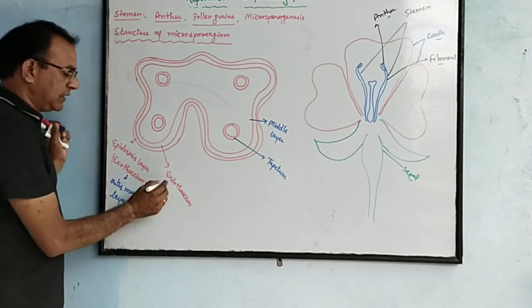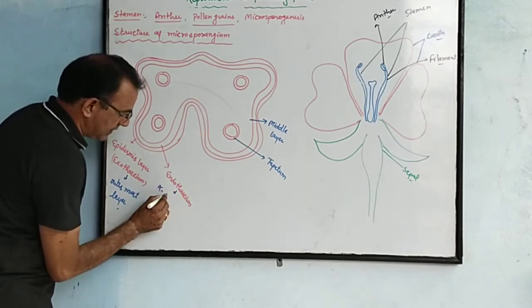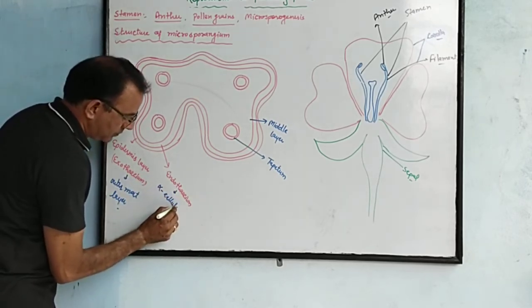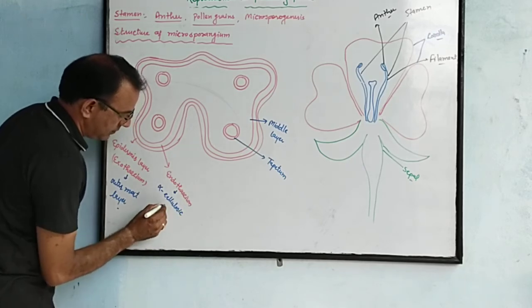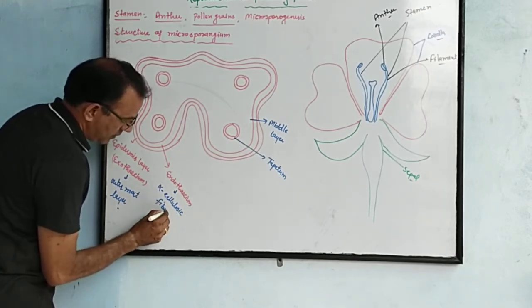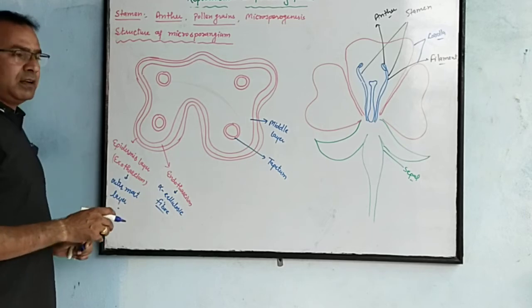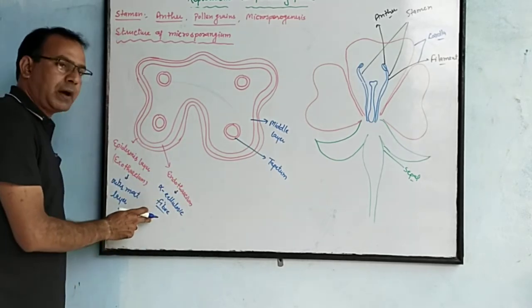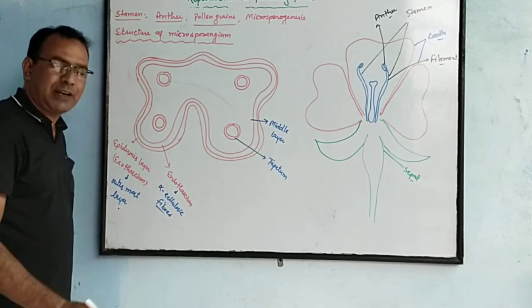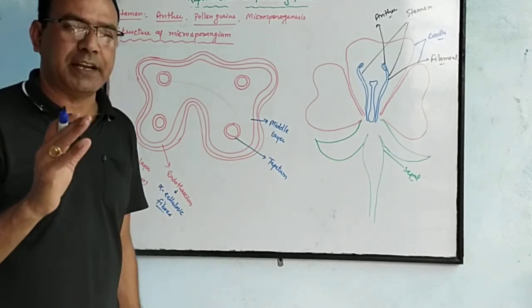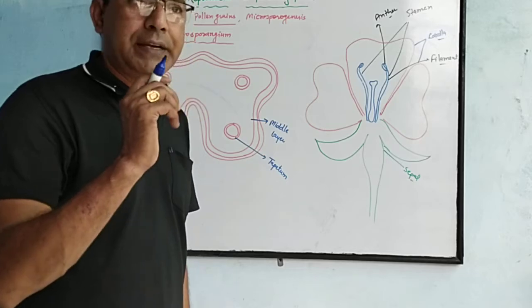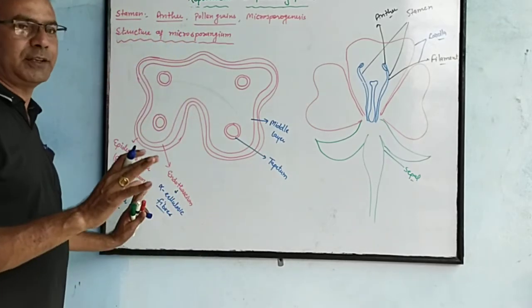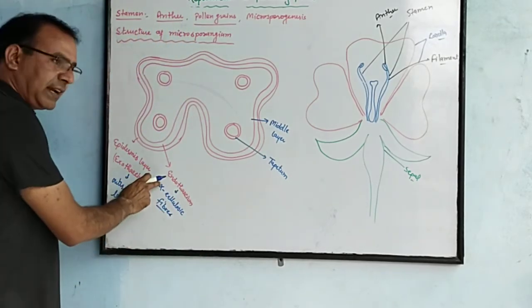The second layer of the microsporangium is made up of alpha cellulosic fibers. These alpha cellulose fibers are not present in aquatic plants, hydrophytes. उसमें नहीं होता, बाकी सभी में present होता है. This is the second layer.